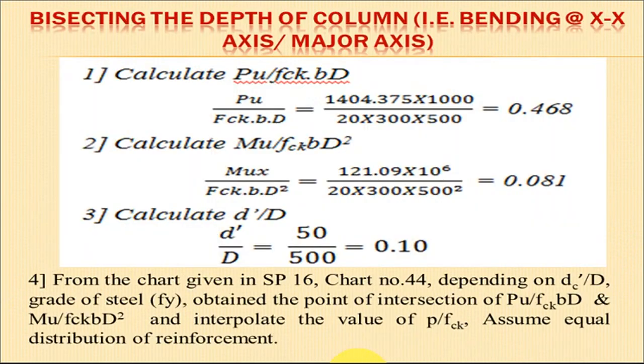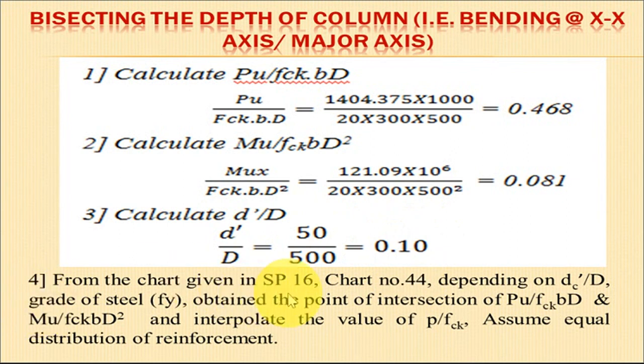So moment is known to you, load is known to you, then we can find out, bisecting the depth of the column, that is along XX axis. We can find out the Pu by fck BD, then Mu by fck BD square, and calculate d dash divided by D, that is the cover to the reinforcement. Here we have considered 40 mm is the cover and the diameter is 20 mm, 40 plus 20 by 2, it is 50. So 50 divided by 500, that is 0.1, and this chart is available, that is chart number 44.